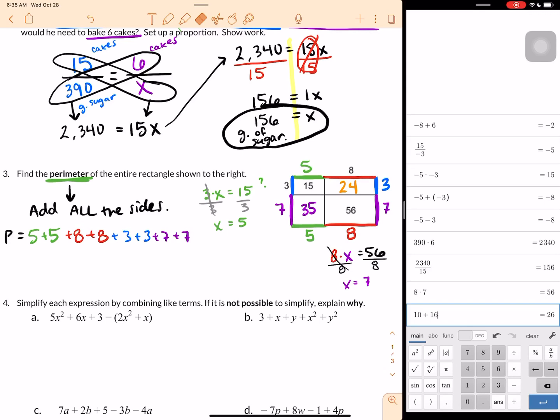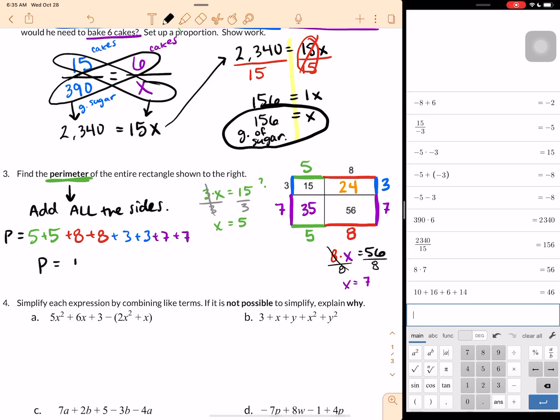What I'm going to do over here is just add 5 plus 5 is 10, plus 16, plus 6, plus 14. So I just combined all of those. So your perimeter you should get for this problem is 46 units. They don't tell us if it's feet, inches, or anything. So if you wanted to write units, go for it. Remember, for perimeter, we do not write units squared. It's only units because it's not area.